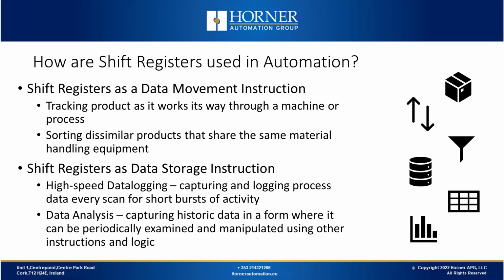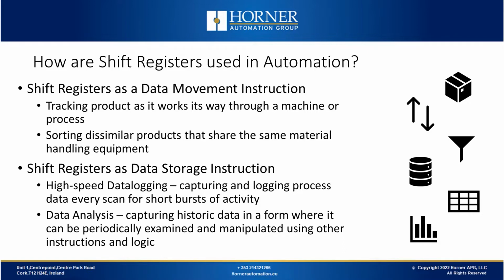Let's look in more detail now at how shift registers are used in automation. Let's talk first about the use of shift registers as data movement instructions. One example is an application where you need to track a product as it works its way through a machine or a process, or an application where you are sorting dissimilar products that share the same material handling equipment.